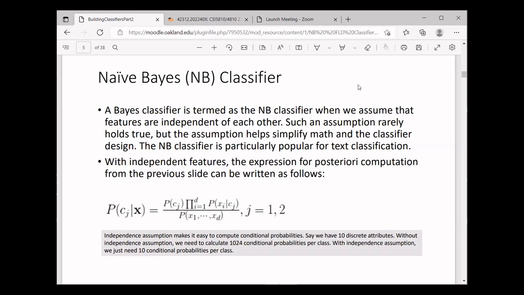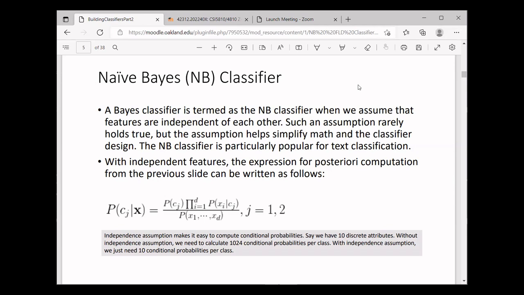Now, just to get an idea of what advantage we get by making this independent assumption, let's take a situation where each feature is a binary feature, not a continuous feature. And let us assume that we have 10 features. If you have 10 features, then the total number of different possibilities for vector x is 2 to the power 10, because each feature is binary.